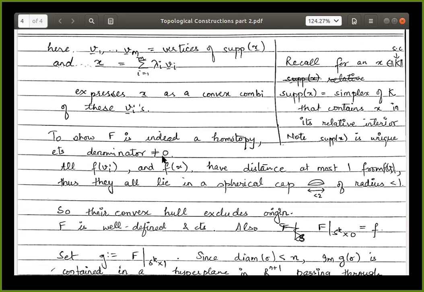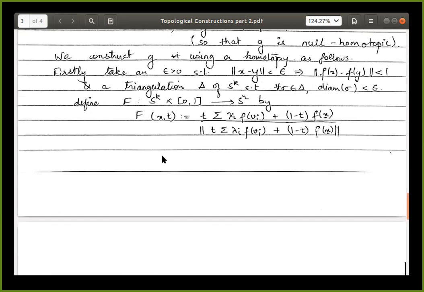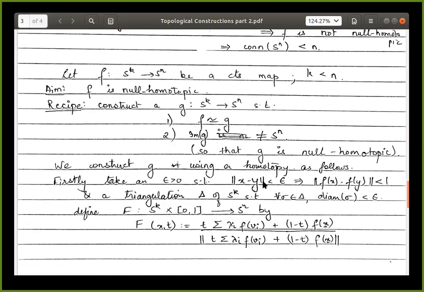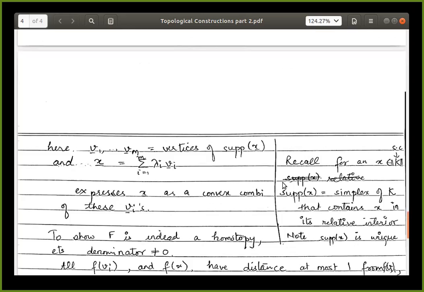Now notice that the condition we have put on the triangulation is that whenever the points are at a distance of epsilon, their images are at a distance less than 1. And we have chosen the triangulation to be such that the diameter is less than epsilon. Therefore, given any simplex, the points which lie in the same simplex cannot be farther than epsilon, right?